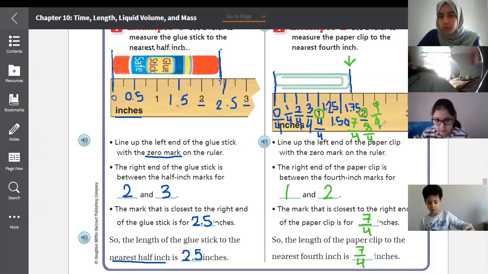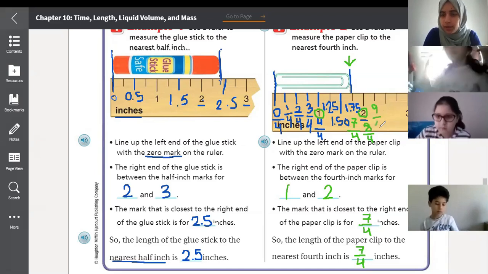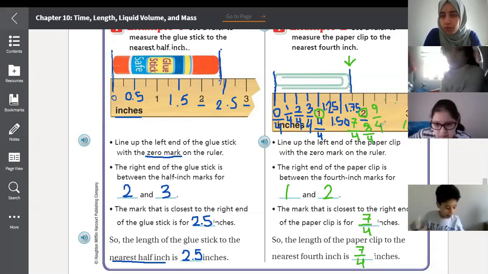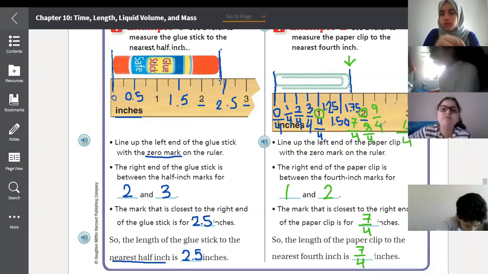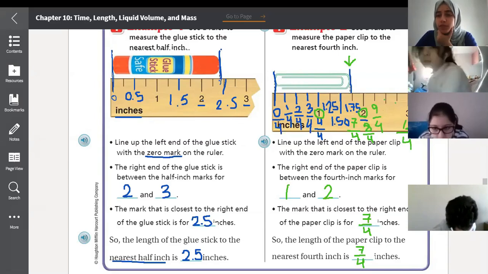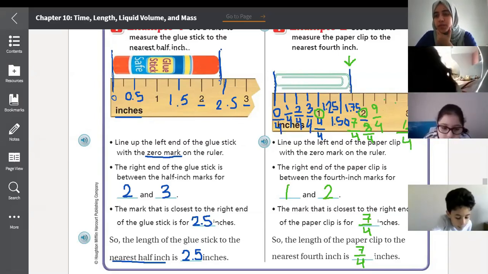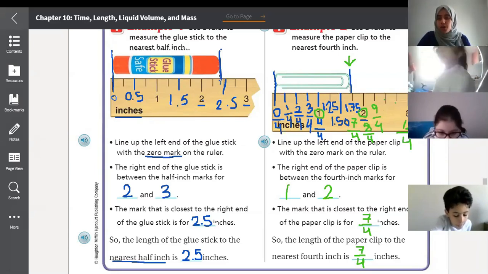Okay, my handwriting isn't clear in that one. I'm going to repeat it. So this is going to be 9/4, 10/4, 11/4, 12/4. And to make sure that your answer is correct, if you're not sure if the 12/4 fraction is equal to 3, you can do 12 divided by 4, and 12 divided by 4 is 3, and that's how you know that the fraction is correct.